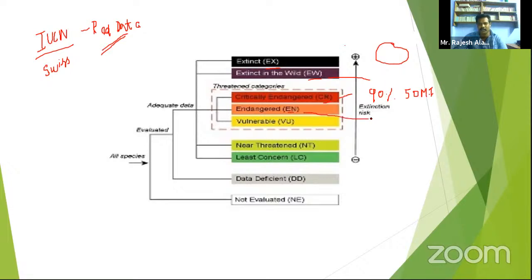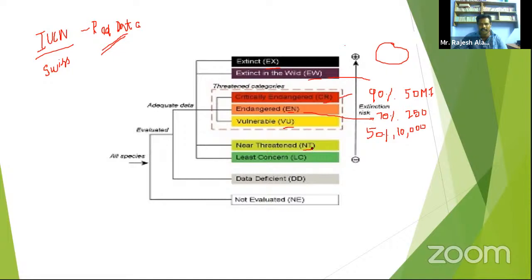Endangered, EN, symbolizes that around 70% of the total population of the particular organism has been lost, and only 250 matured individuals are present, then it is endangered. And vulnerable, around 50% of the population is lost, and around 10,000 matured individuals are present. This is the criteria to classify an organism as critically endangered, endangered, and vulnerable.